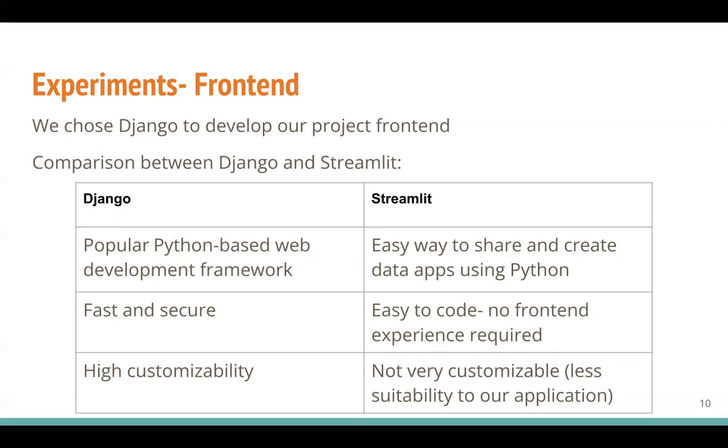It's a popular Python based web framework which is fast, secure, and highly customizable. Though Streamlit is easy to use and we don't require any front end experience, it's not very customizable. So it's not suitable for our application. So that's why we thought of going with Django as our front end over Streamlit.